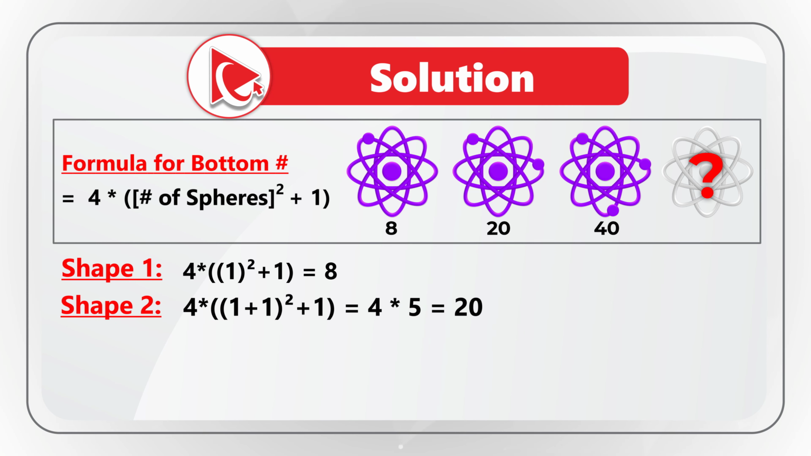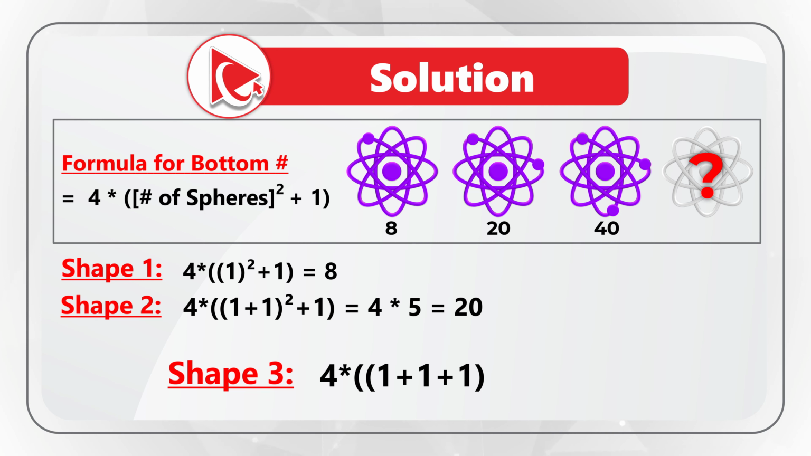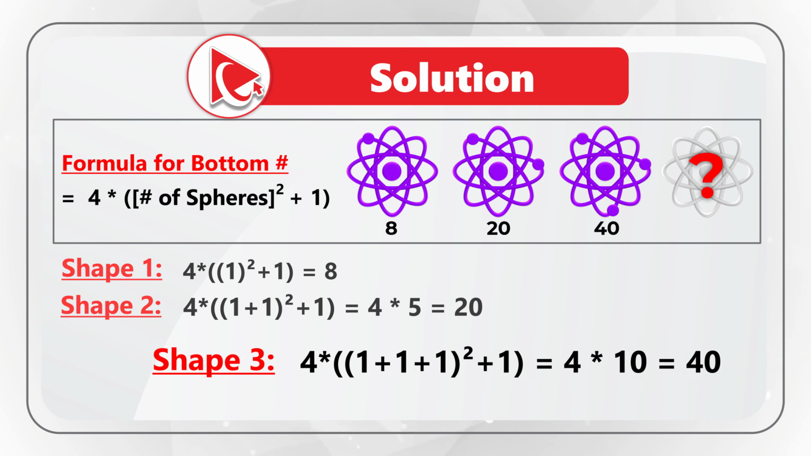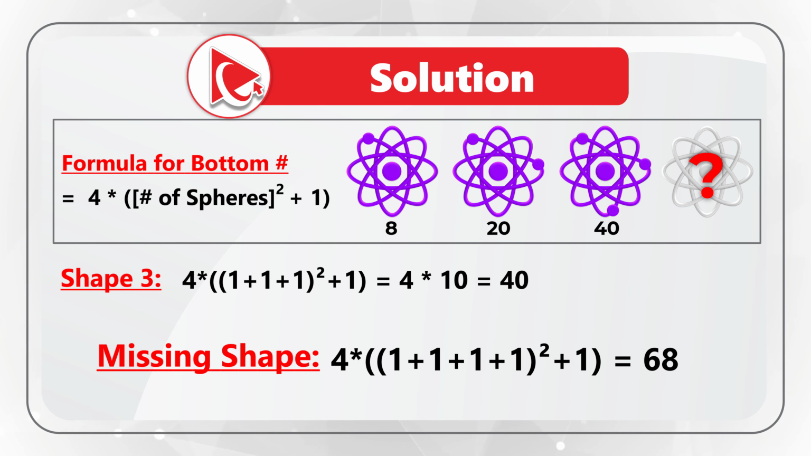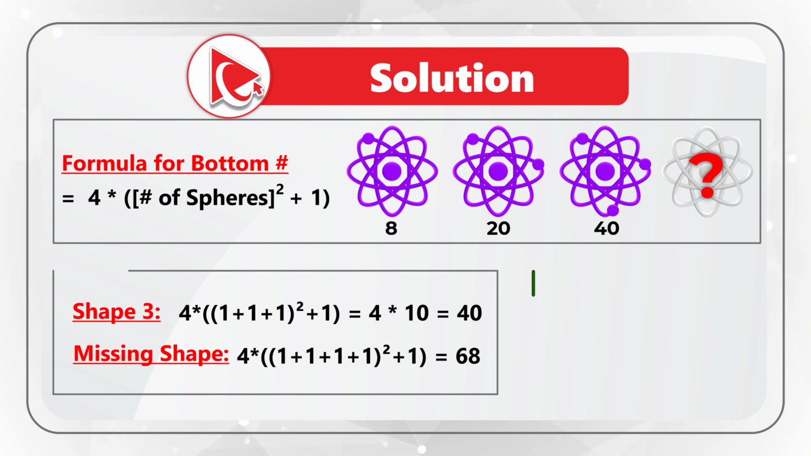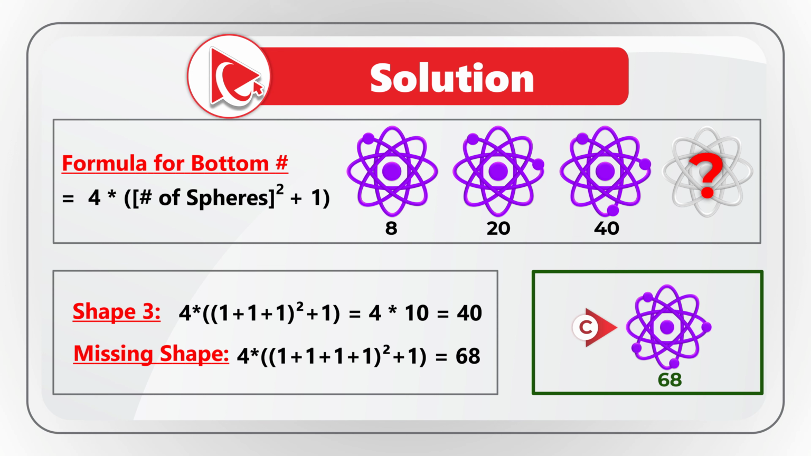For the third shape, we need to multiply 4 by (3 squared plus 1), equals 4 multiplied by 10, equals 40. So to calculate the bottom number for the missing shape, we need to multiply 4 by (4 squared plus 1), equals 4 multiplied by 16 plus 1, 4 multiplied by 17, equals 68. This is why the correct choice here is choice C with bottom number 68. Hopefully you've nailed this question and now know how to answer similar problems on the test.